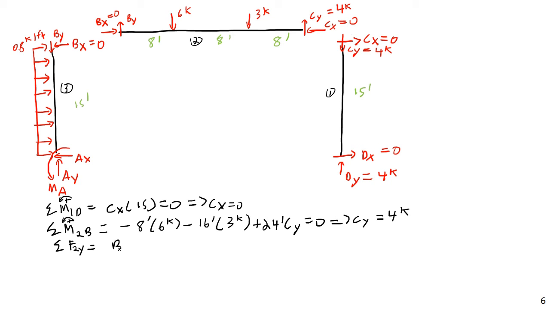So what am I going to have? I'm going to have BY plus CY, and then minus 9 is equal to 0. Here, again, the 6 plus 3, that's where I got the minus 9. And therefore, also, I already know the value for CY, BY plus 4 kips minus 9 kips equals 0. Therefore, BY is going to be equal to 5 kips upward. Or just 5 kips.